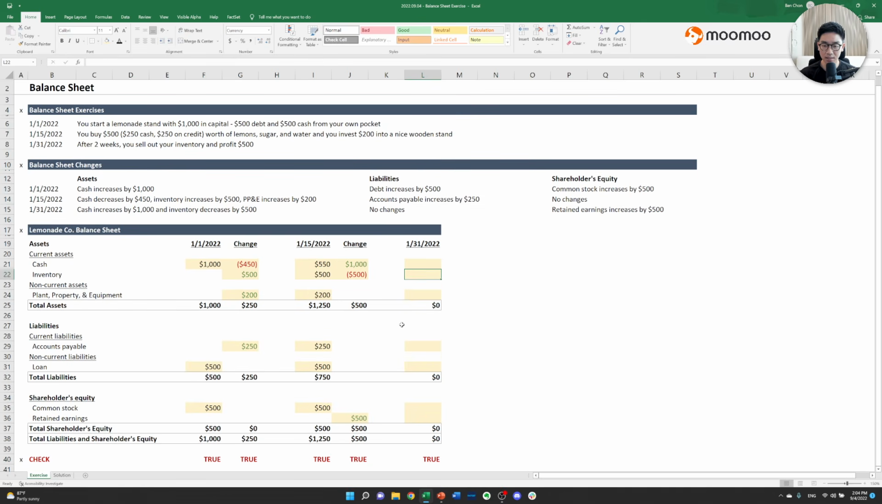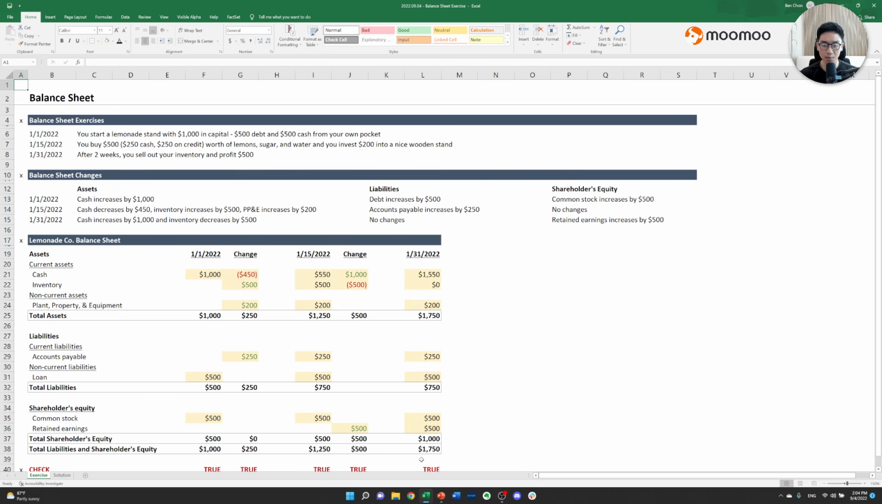And then what we simply need to do for our balance sheet for January 31st, 2022 is just add everything together here for our previous balance sheet plus our changes. And you can see, again, everything balances out. And so hopefully this was a helpful exercise.